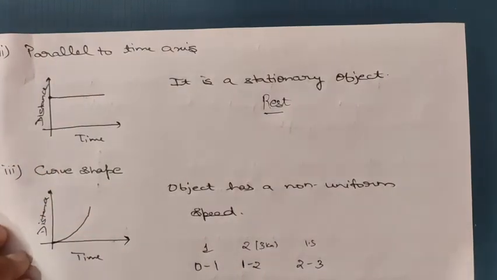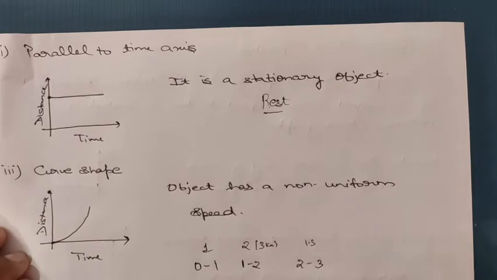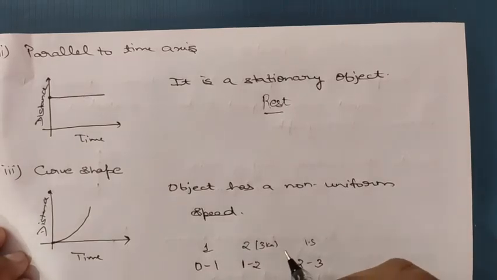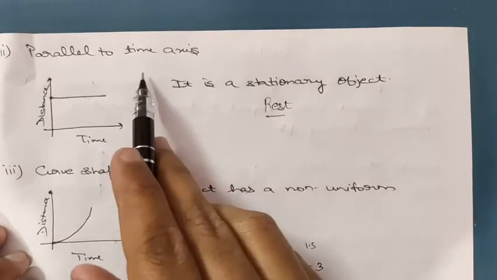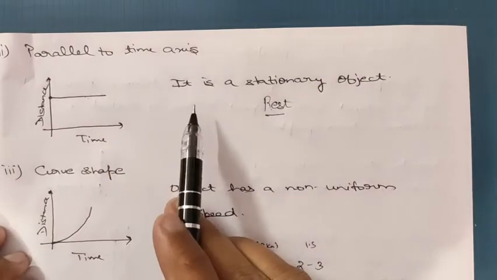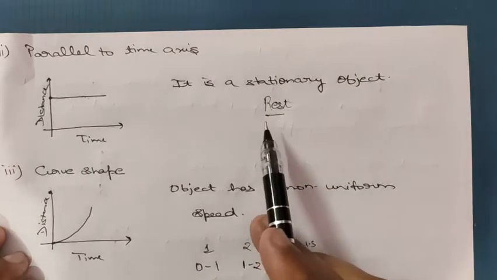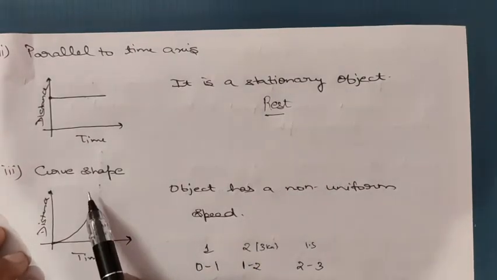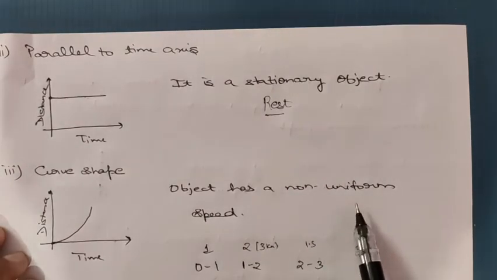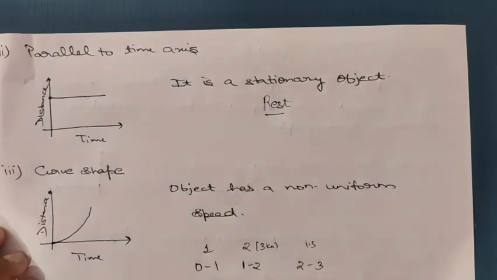Okay, so we have studied three graphs. What was the first one? When it is a straight line. A straight line says that the object is moving with constant velocity. Then parallel to the time axis. What does it tell? It is a stationary object, or the object is at rest. And the curve shape graph tells us that the object has a non-uniform speed, which means the speed of the object is continuously changing at every time interval.